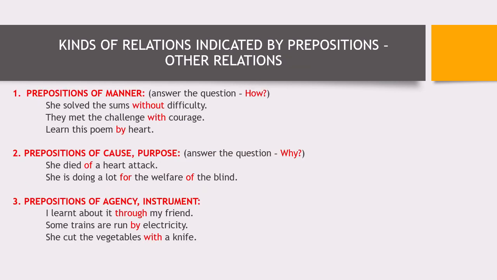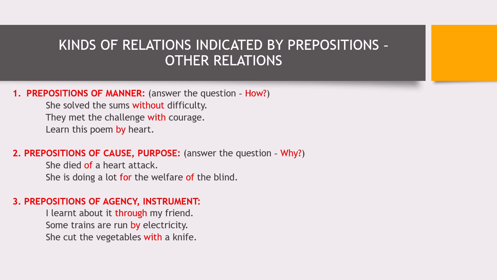Kinds of relations indicated by prepositions. Other relations. 1. Prepositions of manner. Answer the question, how? She solved the sums without difficulty. They met the challenge with courage. Learned this poem by heart.